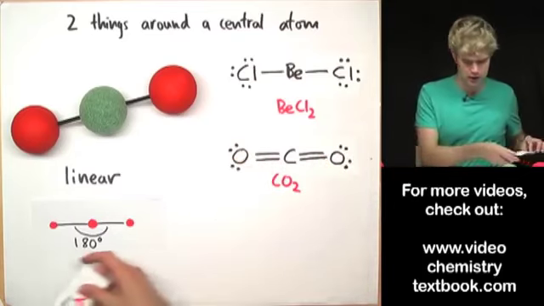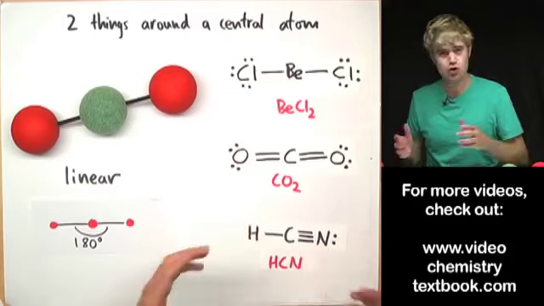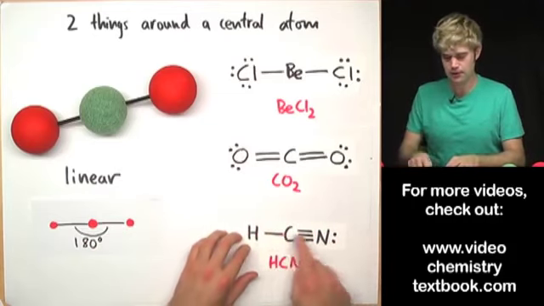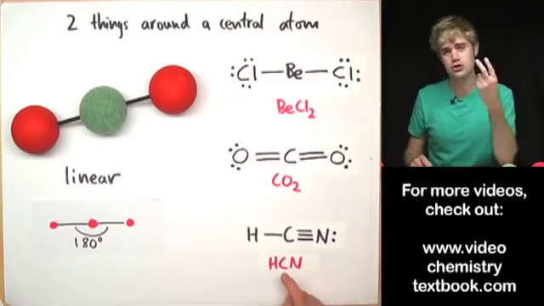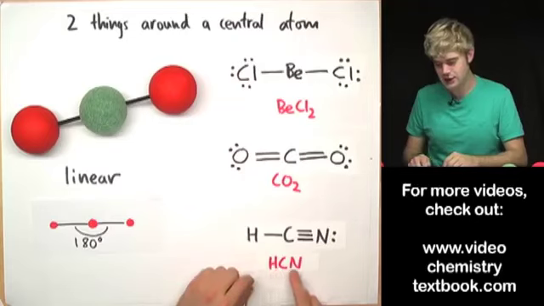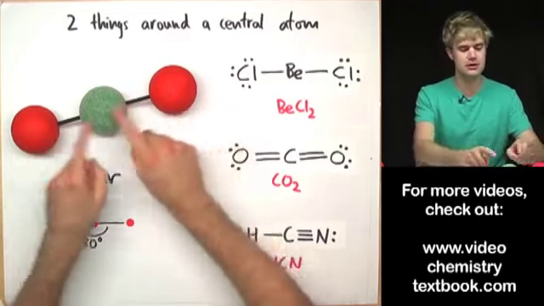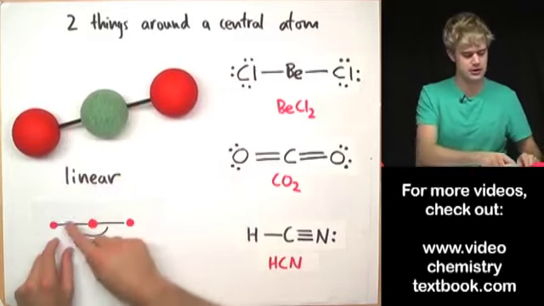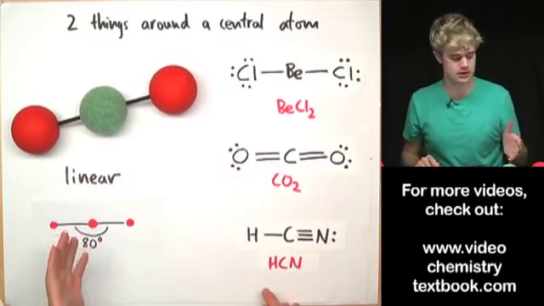Okay? Just to drive this point home, triple bonds, it's the same thing. We've got a triple bond here, a single bond here. I just consider this to be two things around a central atom. 1, 2, so HCN is going to have this linear shape as well, with these two bonds being 180 degrees apart.